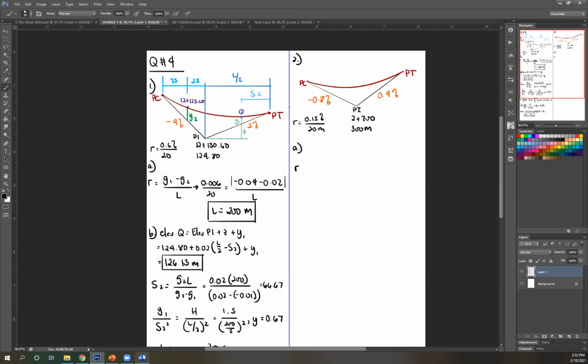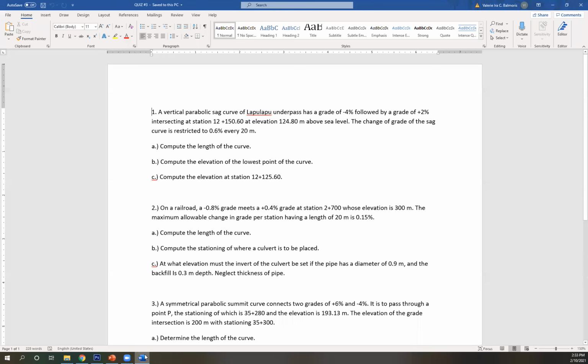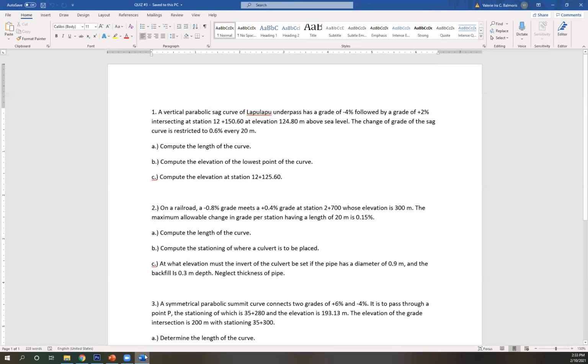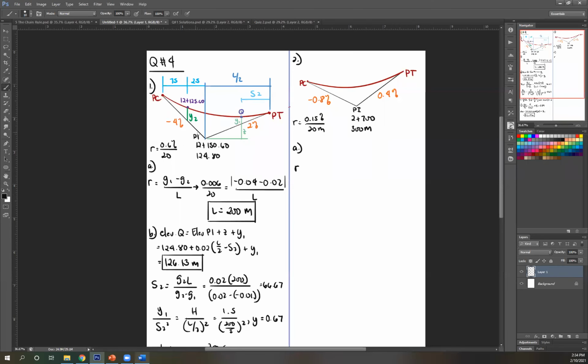Okay, done. Next, compute the elevation of the lowest point on the curve. So now you have to draw your curve. So let's do it one by one again. First, tangent line, -4 followed by +2. So -4, therefore downward at a steeper slope, since it's 4. Then +2 at a less steep slope at a 2% positive, therefore upward. Then combine that and draw it. You have your parabolic curve, sag.